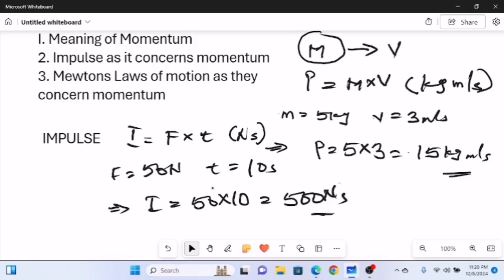All right, now we've talked about momentum and we've explained impulse. How then does impulse connect with momentum? We're going to find that out in the next thing we're going to discuss, which is Newton's laws of motion as they concern momentum. And as I said earlier, we're going to be paying attention to the second law of motion and the third law of motion. We're not going to be discussing the first law. So let's take a look at Newton's second law of motion and how it affects momentum.